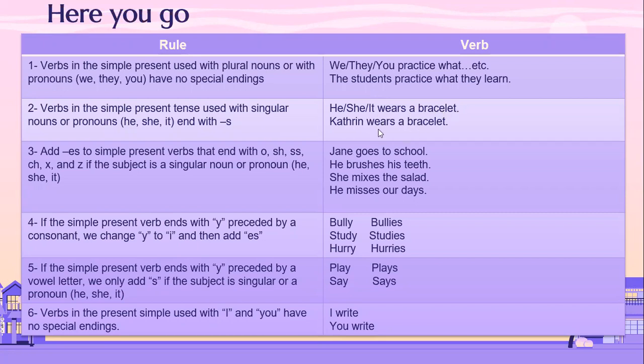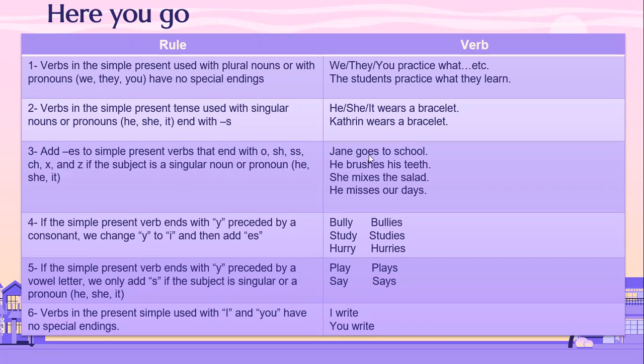Catherine wears a bracelet. So either it's a singular noun or pronoun. The verb must end with an s, wears, for example. The rule number 3: we add es to simple present verbs that end with o, sh, double s, ch, x, and z if the subject is a singular noun or pronoun. Singular noun like Catherine, like Jane, or pronoun like he, she, it. So we add es if the verb ends with one of these letters.